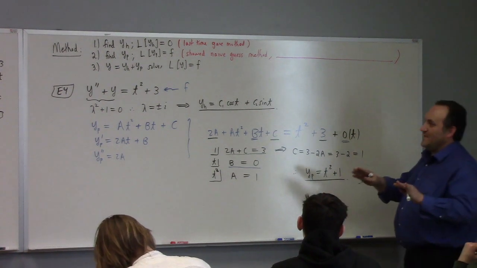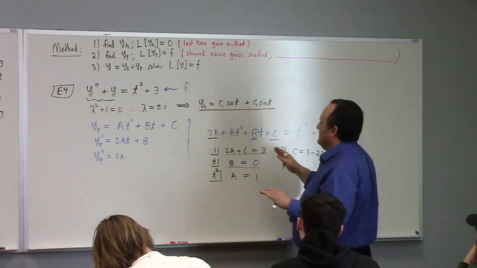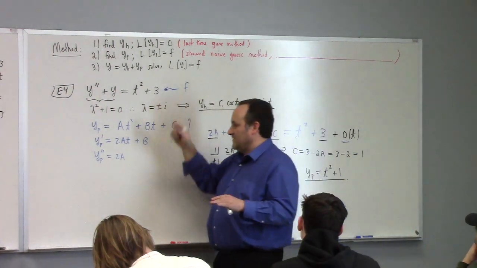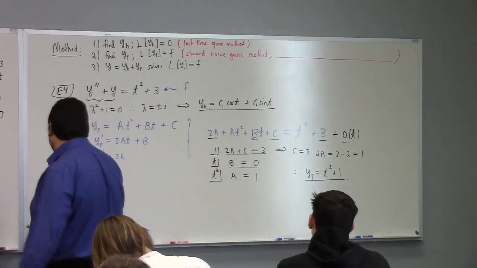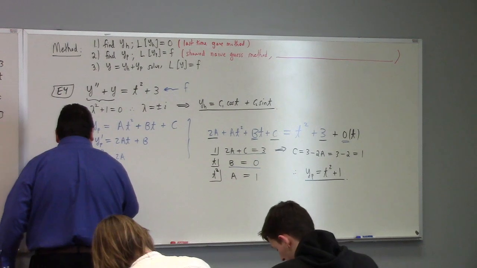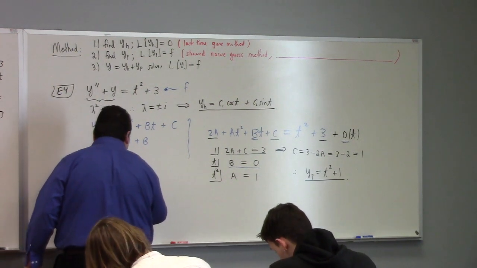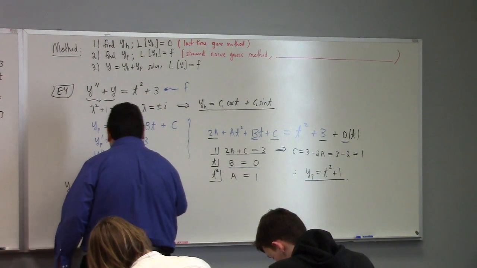If I throw in like a plus t here, anyway. In an abundance of caution, you should include that term. All right, so the solution then is as follows. C1 cos t plus C2 sine t plus t squared plus 1.